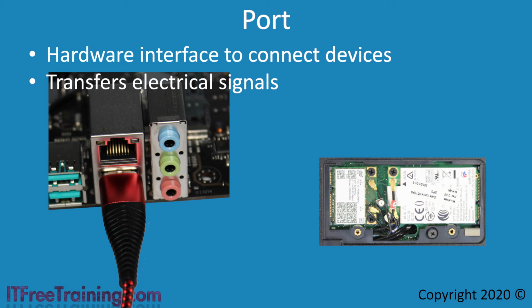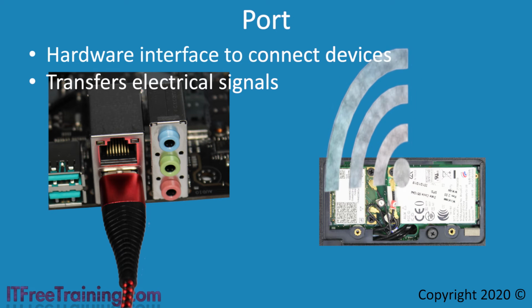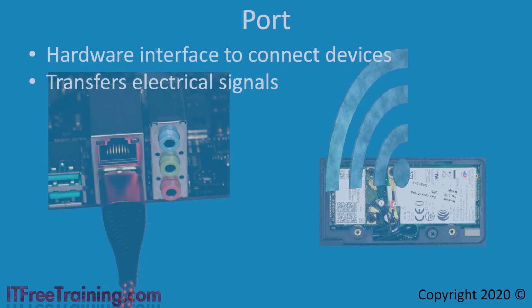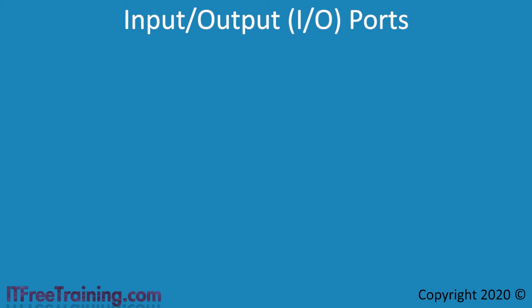A port can be present in a wireless device. The port on a wireless device is the connection between the device and the air that receives and sends data. A port essentially is where the data arrives or leaves. Ports found on the computer are often referred to as input-output ports, or I/O ports.